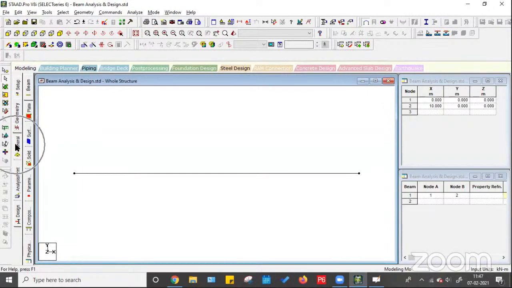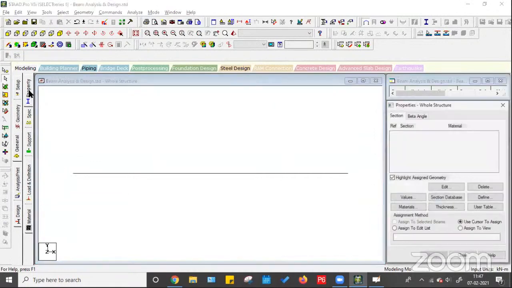Let's go to general. In general, the first thing is property. So again, I'm not explaining everything in detail. I'm just showing you the process, how to get the result, so that you know the importance of this software.